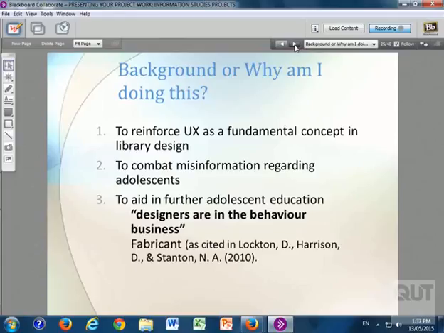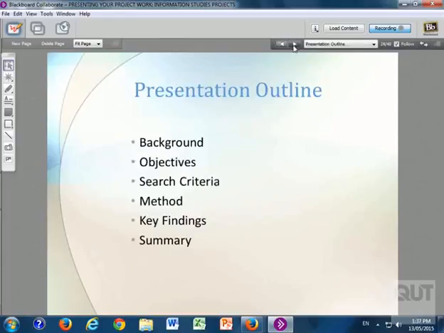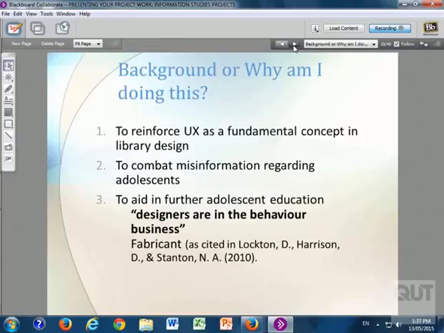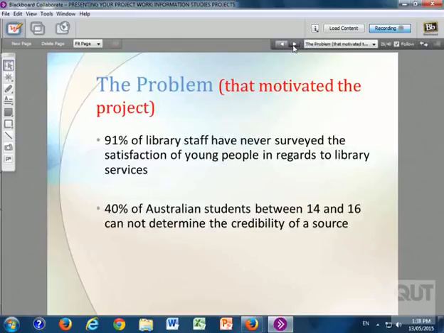So this is the background. If you can see for the first slide, I'll go back to that, the background. Why am I doing this? At this point of the presentation, the student is telling us why they decided to do this project, what motivated them, what was their particular interest in it, what was it about this particular topic that made them want to do this as their project. So why am I doing it? And then the problem that they identified, the problem that motivated the project.